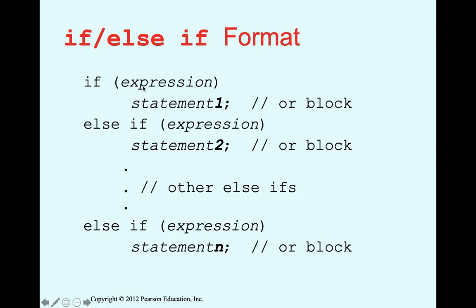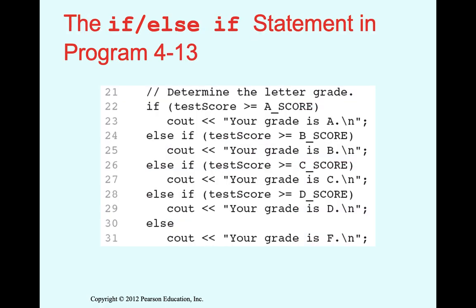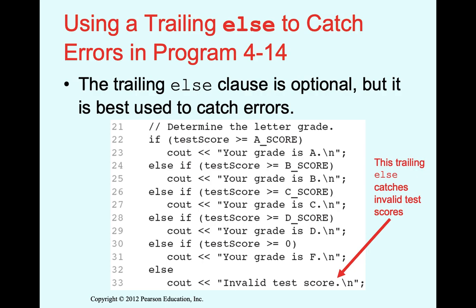So how do we write it? We write if, an expression, and then the statement or the block of statements, and then we write else if, another condition, and the statement or block of statements, else if, and so on until we get to the end. In the last one we just write else without if. So if the score is greater than the A score, we print your grade is A. Else if it's greater than B, you get B. Else if it's greater than C, you get C. Else if it's greater than D, you get D. Else, so if it's not one of these conditions, you get F because you didn't get a high mark or a good mark.